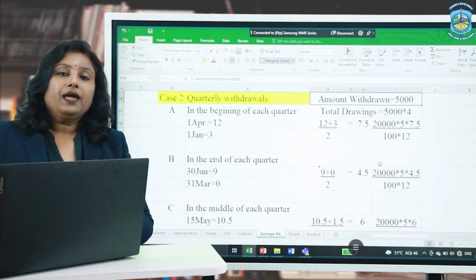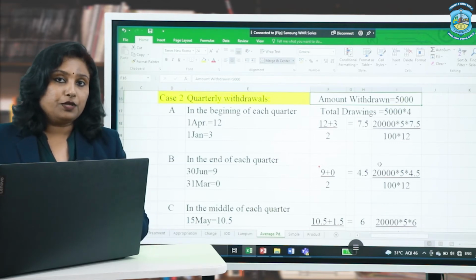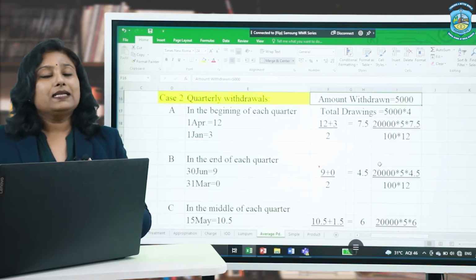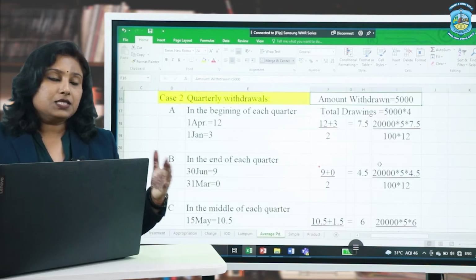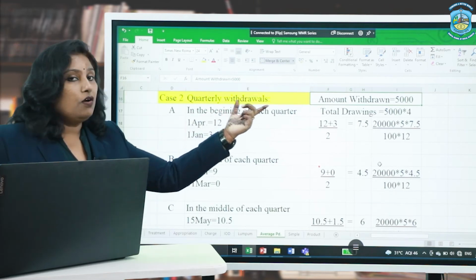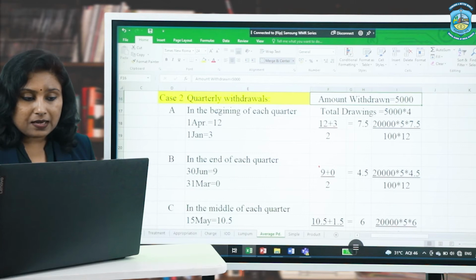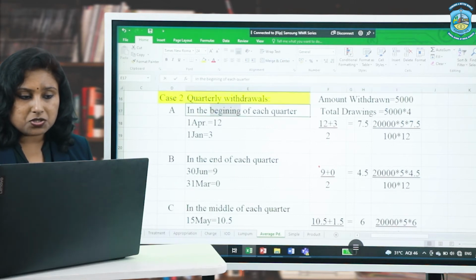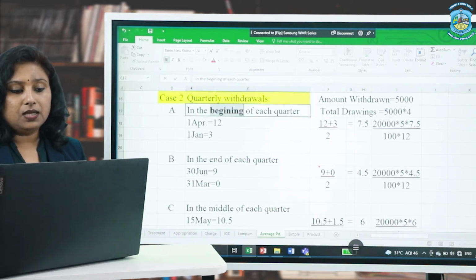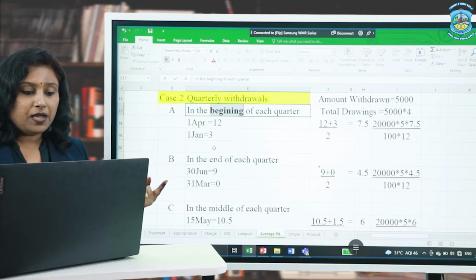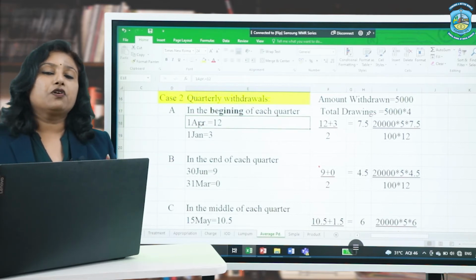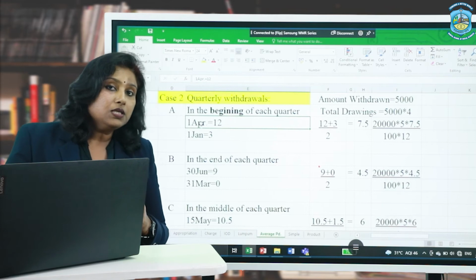And the same way, the valuation will be done for the average period. Okay, so let us take the example, or this situation, in the beginning of each quarter. So how is the valuation to be done if the amount is withdrawn in the beginning of each quarter? So let's again count. Okay, so the first quarter is from 1st April to 30th June.